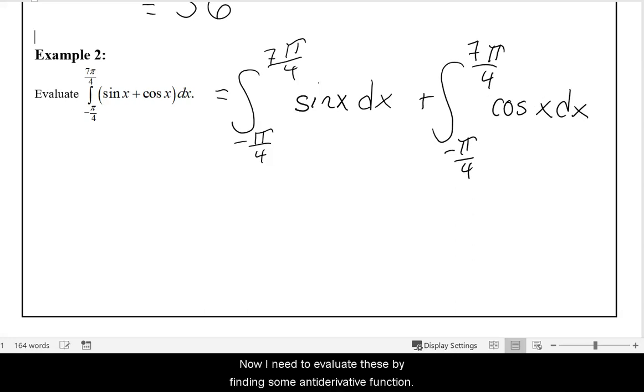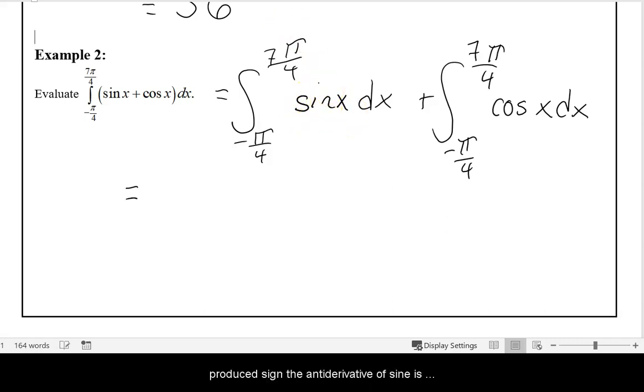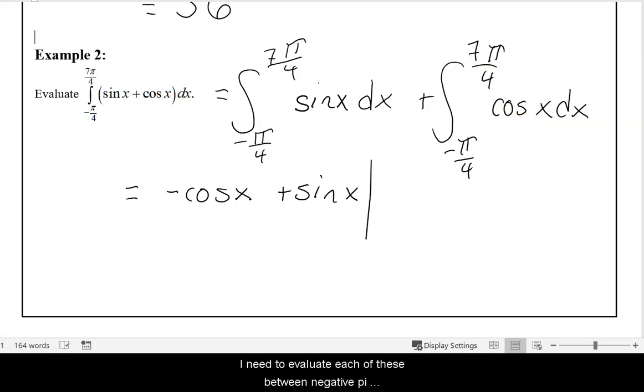Now I need to evaluate these by finding some antiderivative function. An antiderivative of sine is a function that when I took the derivative of it, I got sine. So the derivative that I would have taken would have produced sine. The antiderivative of sine is negative cosine of x. The antiderivative of cosine is sine of x. I need to evaluate each of these between negative pi over 4 and 7 pi over 4.